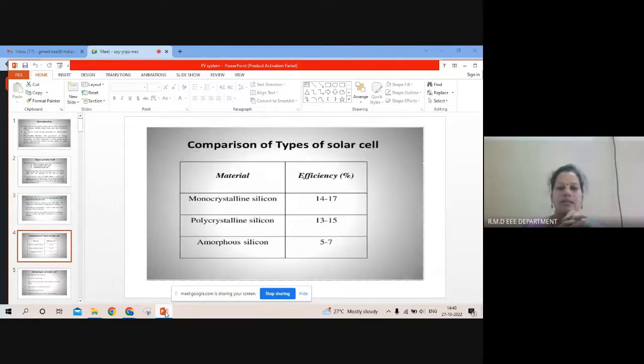And this table shows you the comparison of the different types of solar cell with respect to efficiency. Among the three types, monocrystalline silicon has the higher efficiency, in the range of 14 to 17 percent, whereas polycrystalline silicon has an efficiency between 13 to 15 percent, and amorphous silicon has an efficiency between 5 to 7 percent.